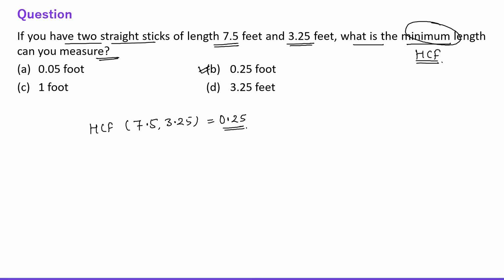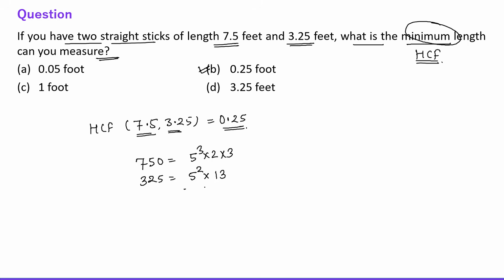Now if you don't know how to find the SCF of these numbers, just multiply both the numbers by 100. So this will become 750 and this will become 325, right? And just factorize these numbers. So this will be what? This will be 125 into 6. So this is 5 cube into 2 into 3. And here this is 5 square, 25 into 13.